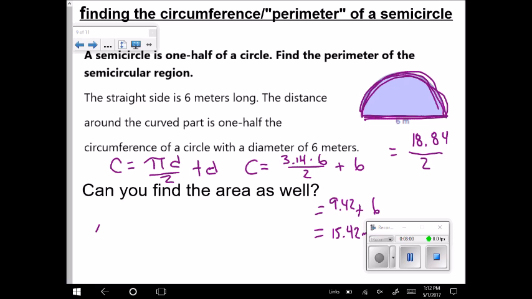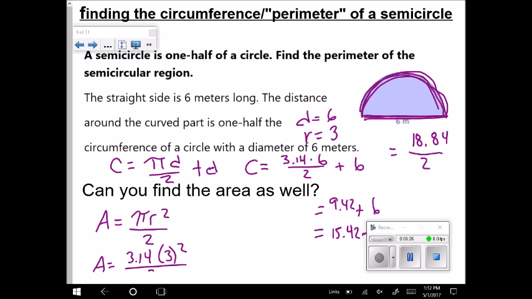All right, if we were looking for the area of this, it would be pi r squared, but half of it, so we would divide by 2. Pretty simple. So we would have 3.14. What is the radius of this semicircle? Well, if the diameter is 6, remember the radius is half of that, so it would be 3. Okay, so I have it all set up for you. Go ahead, you can pause and write and finish out that problem for the area of this semicircle.